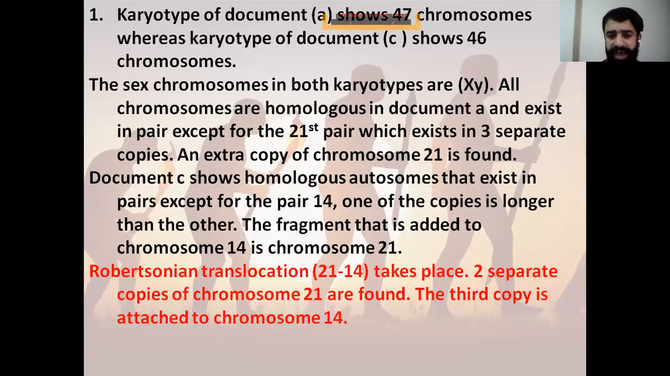So we solved the exercises, we compared, and we talked about the Robertsonian translocation, where the Robertsonian translocation is 21;14. So we have translocation from chromosome number 21 to chromosome number 14. This is called Robertsonian translocation. The third copy of the chromosome is attached to chromosome number 14. So you have to remember these notes.